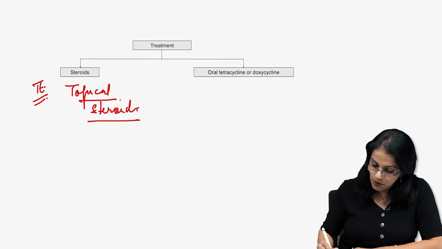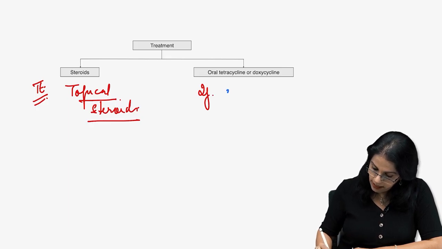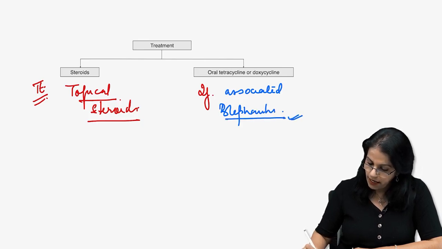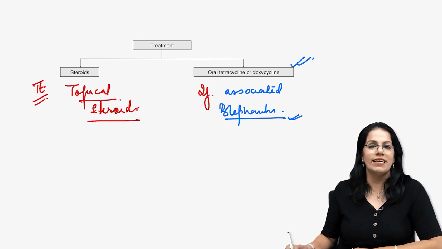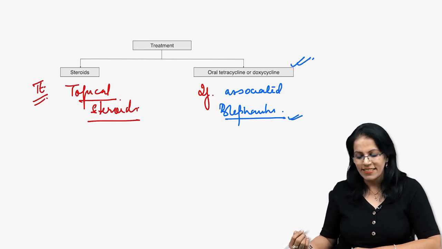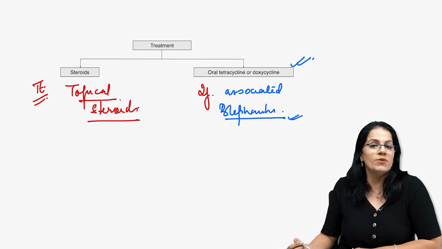So if there is any associated blepharitis, you have to note this down here. This is staphylococcal blepharitis. It's better to treat this as well. We start with oral tetracycline or doxycycline, so that it doesn't occur again and again, right? Okay, that was phlyctenular conjunctivitis. These were the questions.